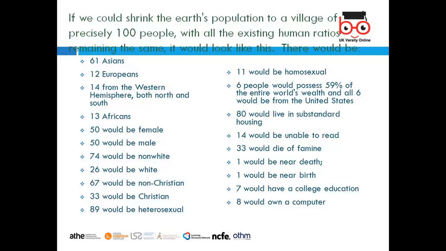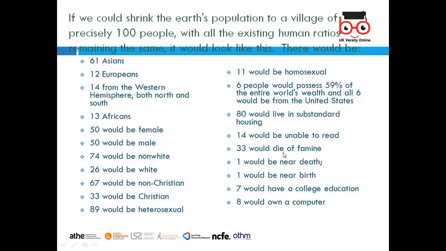Shrink the earth's population to a village of precisely 100 people, with existing human ratios remaining the same. It would look like this. That's the research. Of course, in Asia the population is large compared with the world, especially the Chinese and Indian populations, which make up a huge part of the world population. So that's what they are considering in this research.